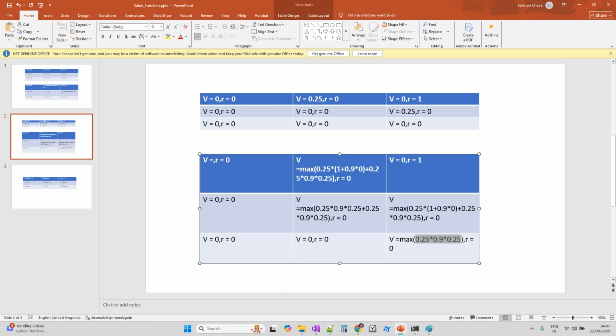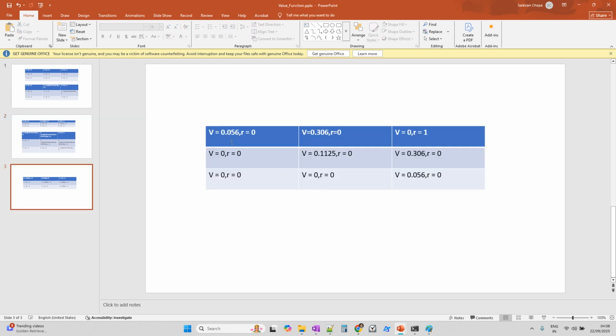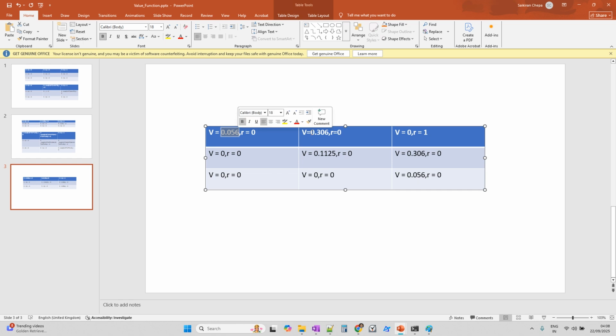So if you see here, this one, if you calculate, will come out to be max of, 0.25 going to the right, and then 0.9 is the discounting factor into 0.25, the value of this particular state before this. So that one you put. Even if it goes down, the same value will come, right? Because the probabilities are the same. So I have calculated these values. For the next state, these will be the values, like 0.056, 0.306, like this.